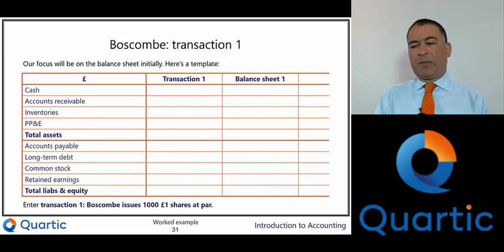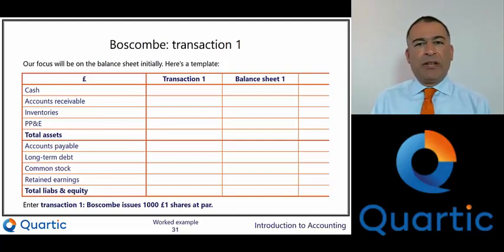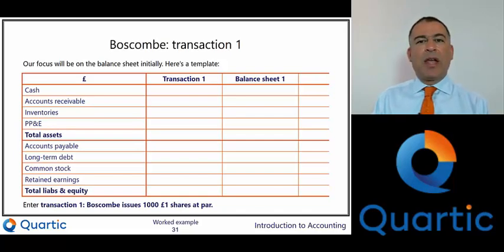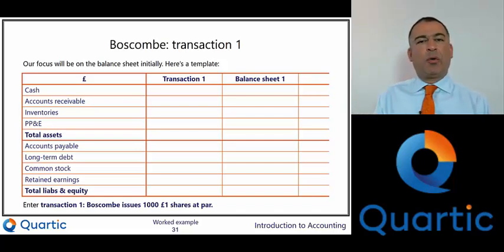So transaction 1, Boscombe issues 1,000 £1 shares at par. Now, we haven't really talked about par much on share capital, but each share has this notional par amount. For the time being, it's not going to affect anything we do here, but we have common stock shares being sold, £1,000 of these, because it's 1,000 shares at £1 each. So how are we going to do this? Think to yourself, so press pause now and try and work out where you're going to put the numbers, what numbers are going to go where, and make sure that the transaction is balancing on the left and right, on the top half and the bottom half.